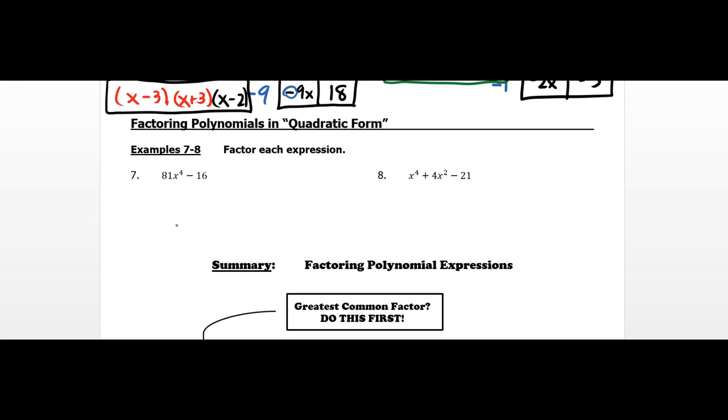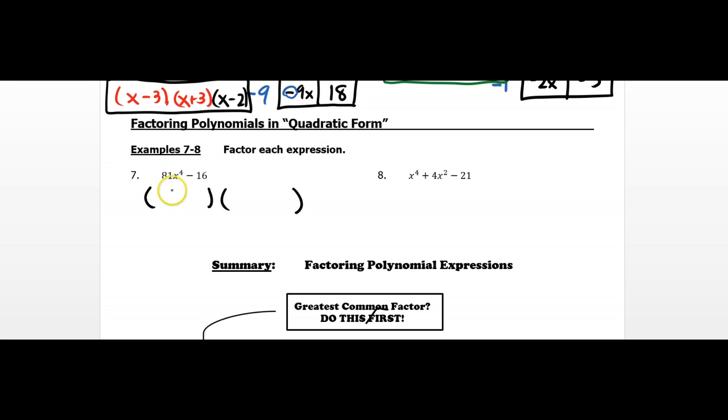For instance, differences of squares. You'll notice that x to the 4th is a perfect square. Anything to an even power has the possibility of being a perfect square. And then we know 81 and 16 are both perfect squares. So we can actually factor this binomial into a difference of squares.